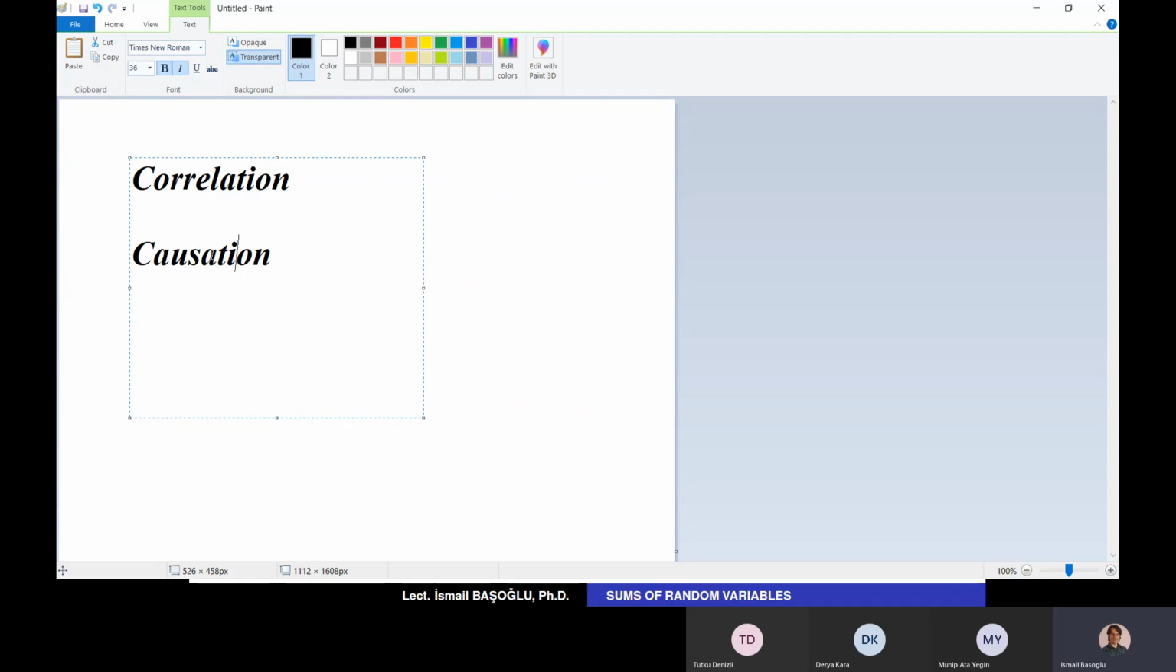For example, when an earthquake occurs, most people live outside their house for a few days, right? So this is a cause and effect, causation. Okay, there is a causation here. But correlation does not indicate causation.